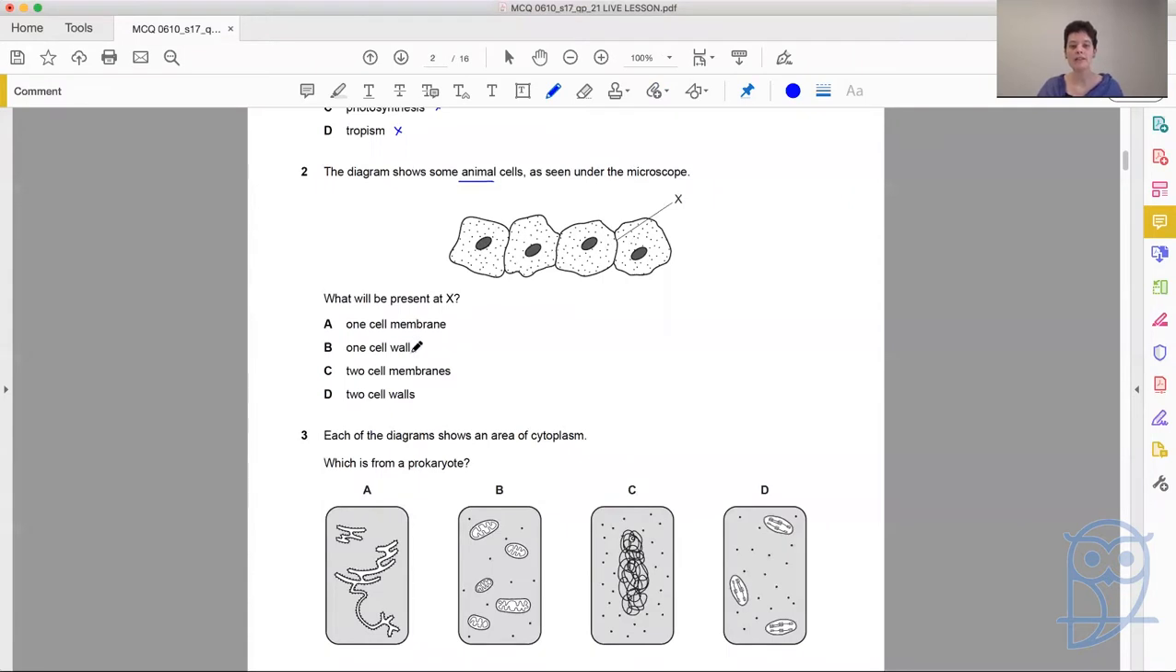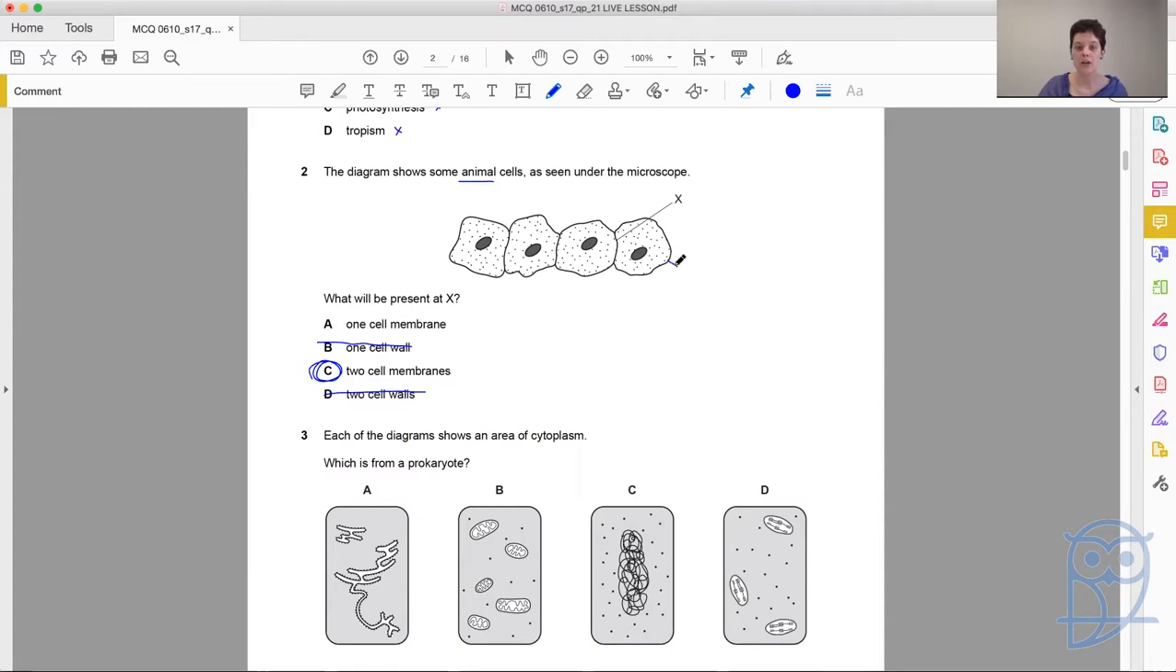One cell membrane, one cell wall, two cell membranes, or two cell walls. Well, remember that cell walls are only in plants. So we can cross out B and D straight away, because those are both plants only and we're dealing with animal cells. So now we have to think about what's going on here. Each and every cell is surrounded by its cell membrane. They don't ever share a cell membrane. So if we zoomed in on X, we would see those two cells next to each other, each with their own cell membrane. So we would have two cell membranes at X.